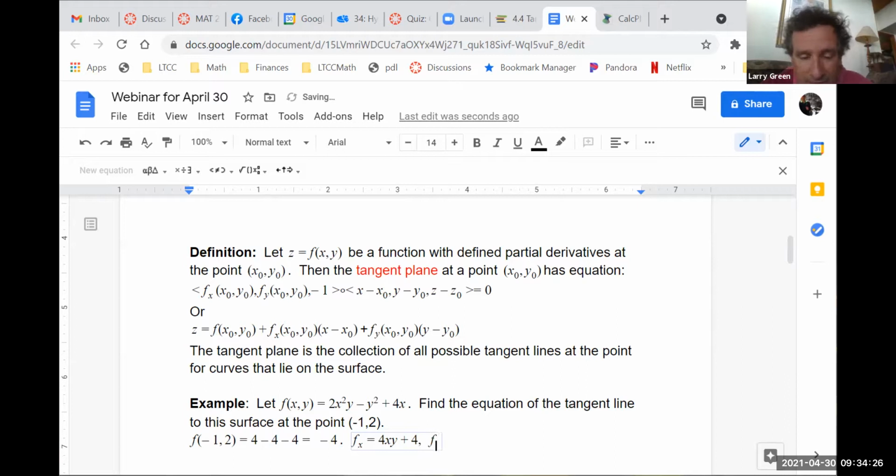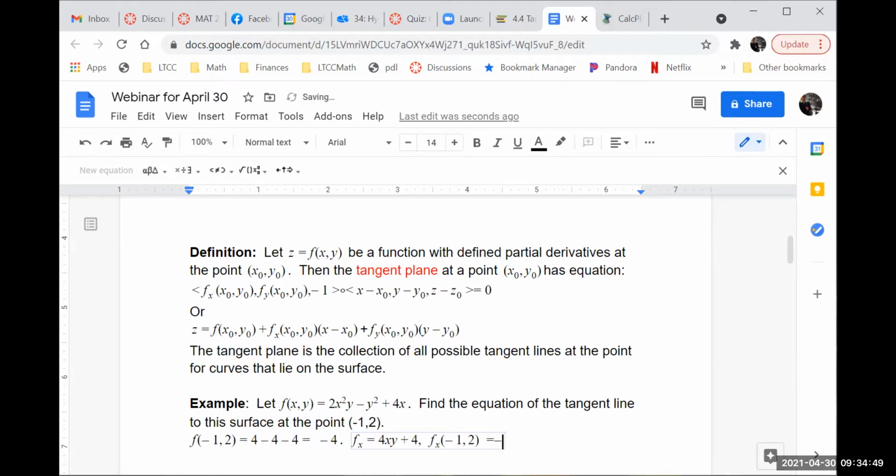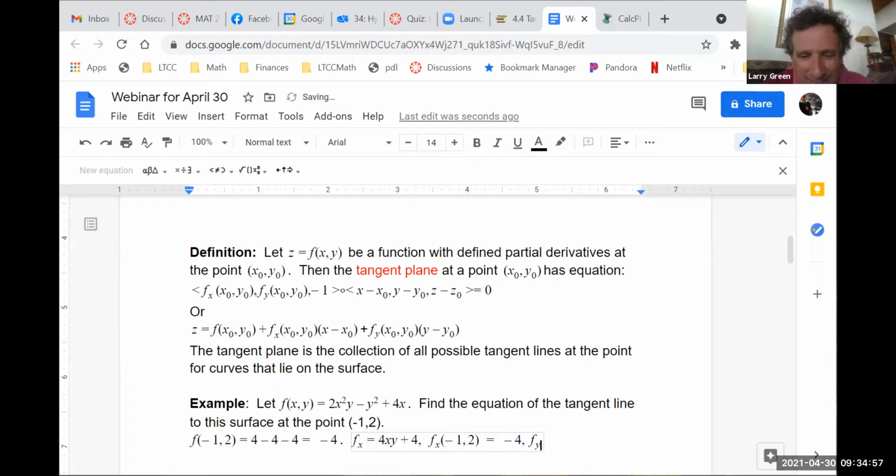And now I want f sub x at -1, 2. And what do we get? Just coincidentally, I literally made this one up. I didn't expect to see same numbers. -4. -4 again. I hope the other one's not. Okay, then we need f sub y. What's f sub y?